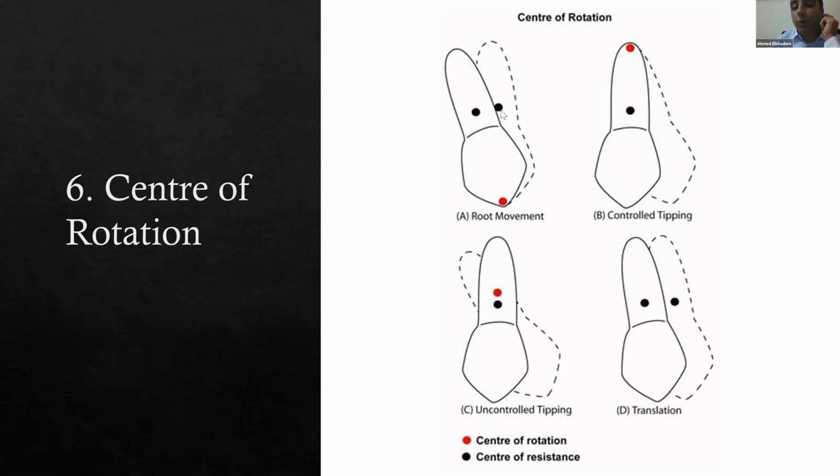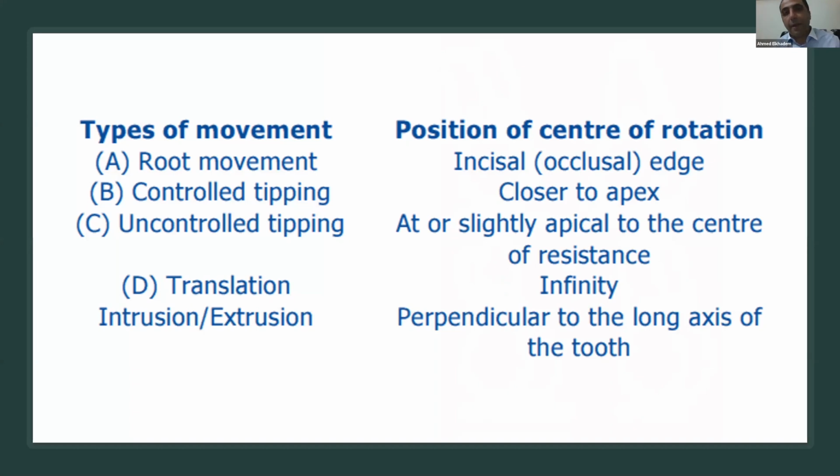But in the other 3 movements, root movement, controlled tipping, and translation, you don't see that. In root movement, the tip of the crown is fixed, but the root moves. In controlled tipping, the apex is fixed, yeah, but the crown moves. While in translation, both the crown and the root apex move linearly by the same distance, yeah. So in torque, you get root movement. In controlled tipping, you get only crown movement. And in translation, you get both crown and root in the same direction. Yep, good, good. Now this is an important slide, very important slide.